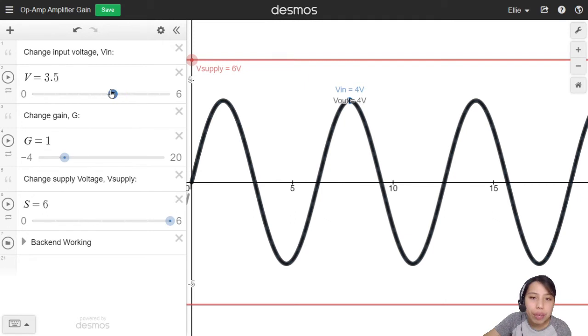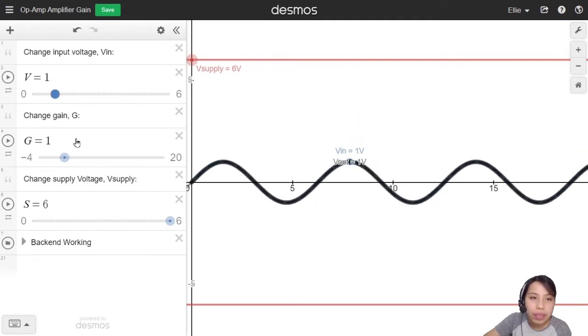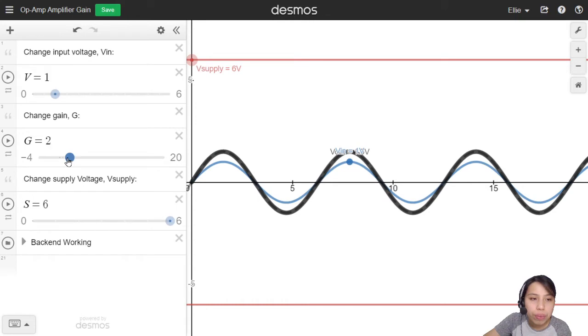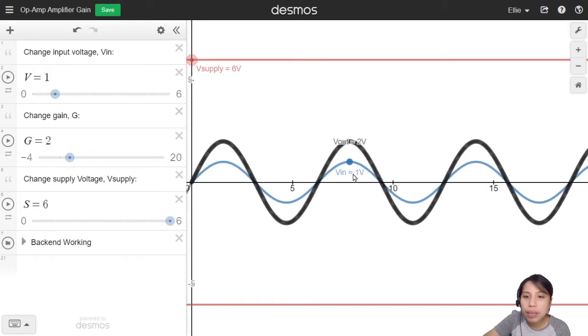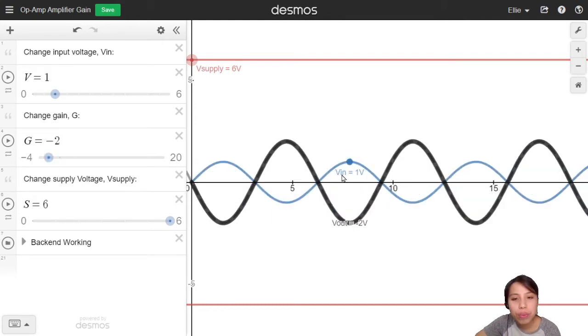Let me bring this down again to 1. What if I change the gain to 2? Oh, you see something different now? Now when I send in a 1 volt signal, it comes out as 2. It's 2 times bigger. That is what we call a gain. The output comes out a little bigger than the input. But remember, this is inverting. So what does inverting mean? Inverting means instead of a gain of 2, you have a gain of negative 2. So I send in the blue signal, it comes out reversed. But it's 2 times larger. 1 volt now becomes 2 volt.